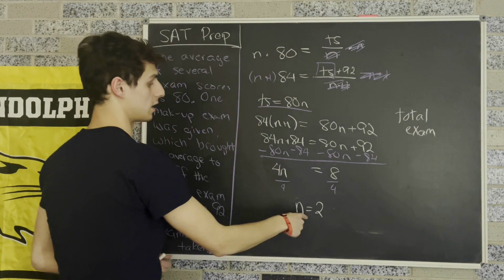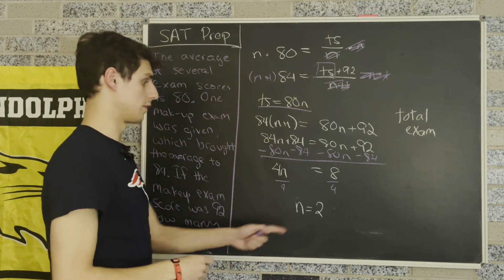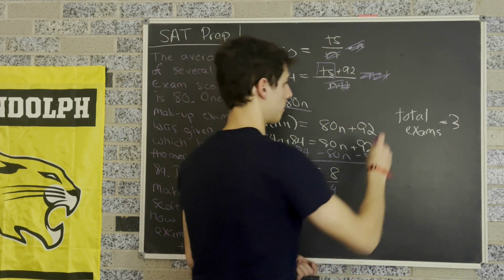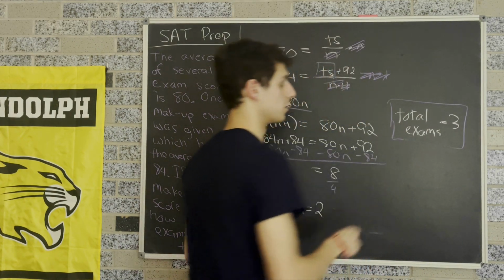So now that we know that n equals 2, the total amount of exams taken was 3. Because remember, n was our number of exams that were taken originally. So we have 2 plus 1, which is 3. So total exams is equal to 3. And that's the solution to our first problem. Let's go on to our second one.